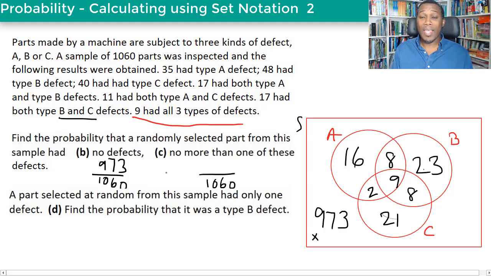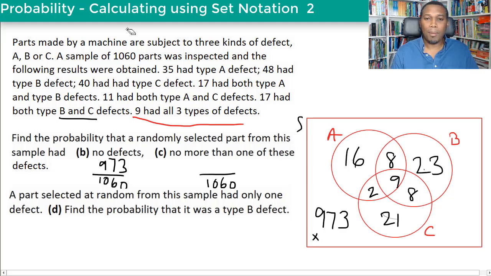And then no more than one of these defects. Well, no more than one, you're thinking about 1 or 0. You're thinking about getting the probability. I'm looking for space to write this. The probability of getting 0 or 1 defects. That's how I can write it in just text. That's what C is. That will be interesting to write in terms of set notation. What would it look like in terms of set notation?